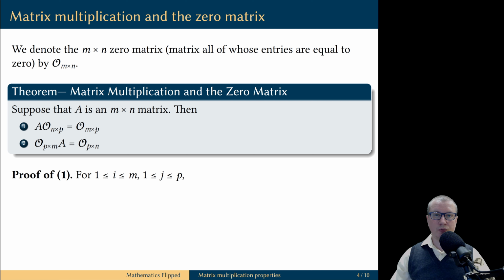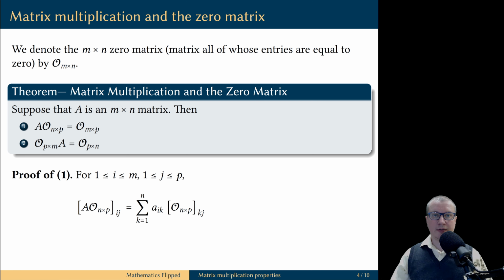I'm going to prove that property 1 holds, and I'm going to leave property number 2 as an exercise because it uses a similar reasoning. First, we of course check that the size of the matrix on the left-hand side of the equation is the same as the size of the matrix on the right-hand side of the equation, and then we proceed to comparing the entries of the matrix.